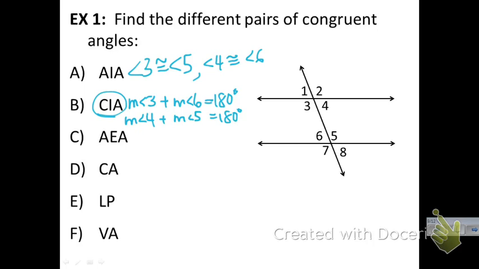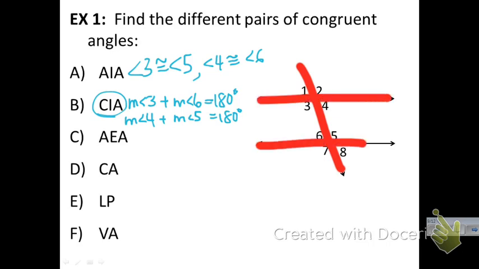Okay, our next pair are AEAs. AEAs are on alternating sides of the transversal and outside, on the exterior of our lines. So we're looking at 2 and 7 and 1 and 8.